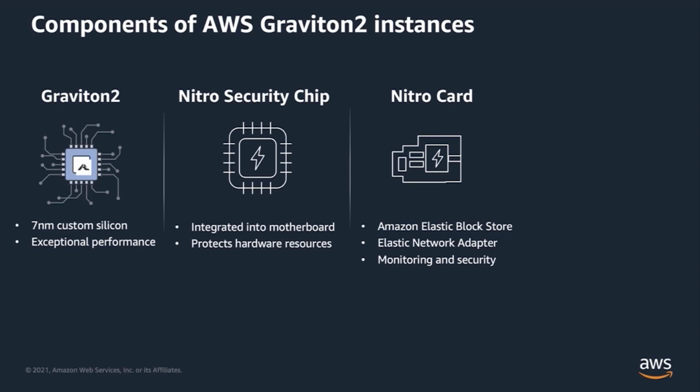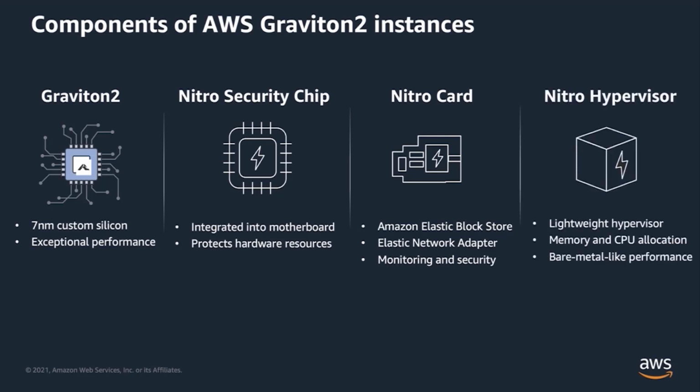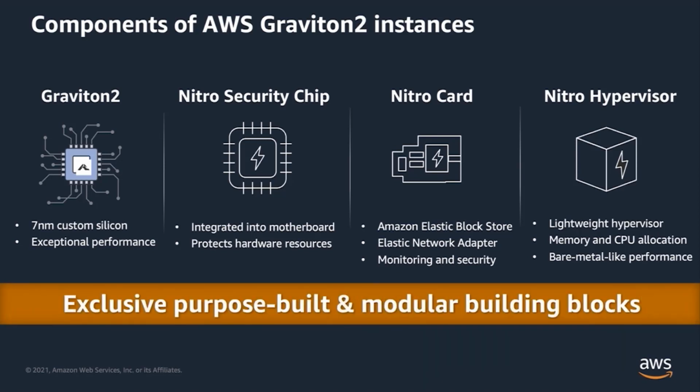So the Nitro card handles interfacing with devices such as Amazon EBS or Amazon ENA, and also provides additional monitoring and security for those interfaces. And finally, because of the Nitro security chip and the Nitro card, the Nitro hypervisor itself is very lightweight, and it handles CPU and memory allocation with bare metal-like performance. And these are, of course, all exclusive to Amazon EC2.